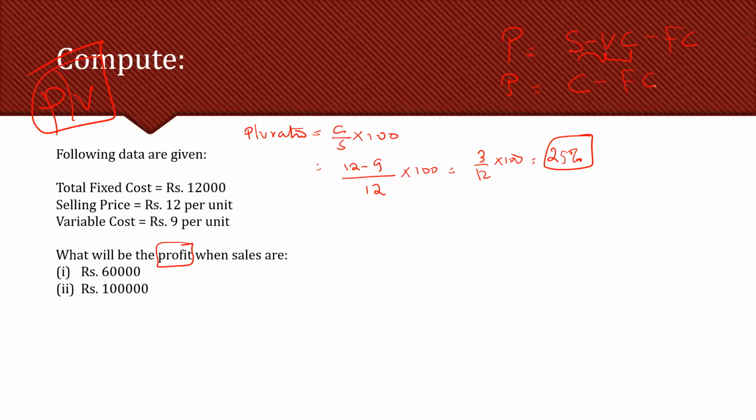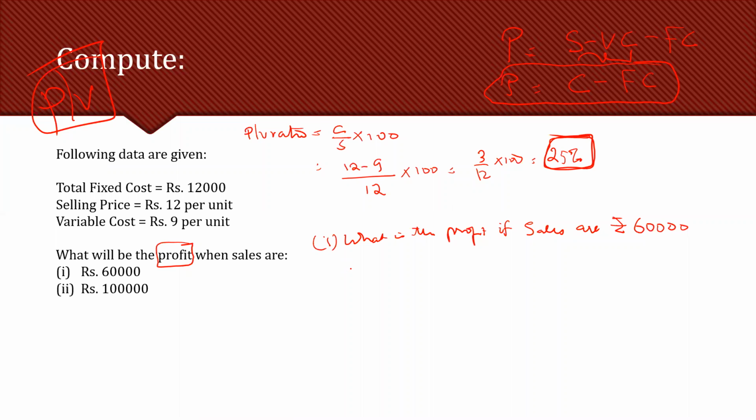We have found out the PV ratio, and you also know that in order to find the profit, you can use this formula. Profit equals contribution minus fixed cost. Contribution അറിയോ നിങ്ങൾക്ക്? Contribution is sales into PV ratio. Exactly. After finding this PV ratio, what you have to do? What is the first case? What is the profit if sales are rupees 60,000? ഈ ഒരു പ്രോഫിറ്റ് directly കാണുമ്പോൾ how you can find out?